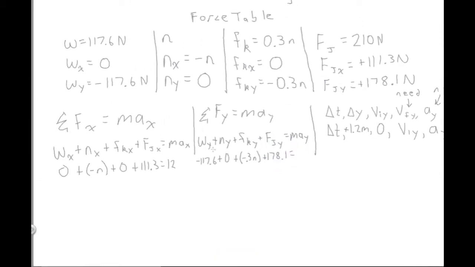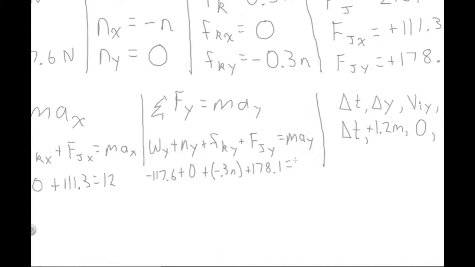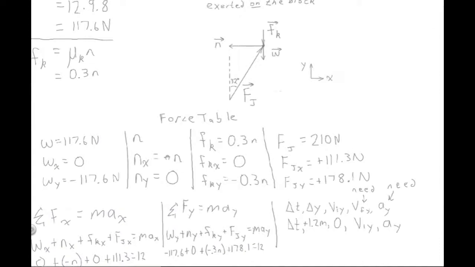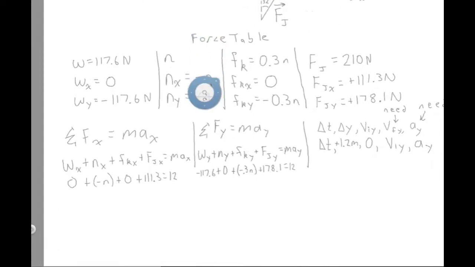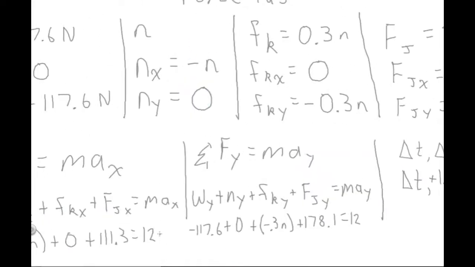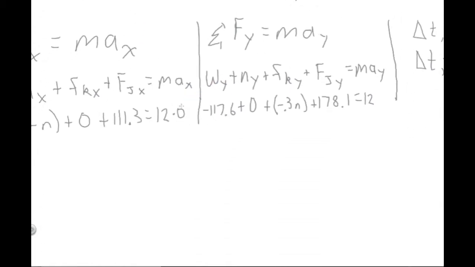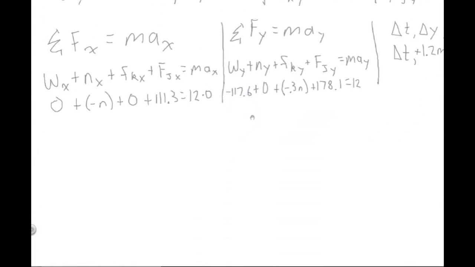Take your time and try to copy all the numbers accurately from the force table. Try to avoid careless mistakes. The mass was 12 kilograms. Now, what's a sub x? Well, this object is motionless, as we've said, in the x component, and therefore a sub x is 0. Why don't you pause the video and write out the logic? Why is a sub x 0 in this problem?